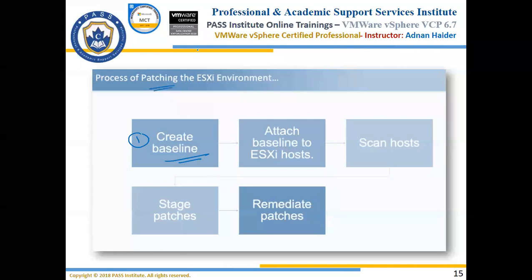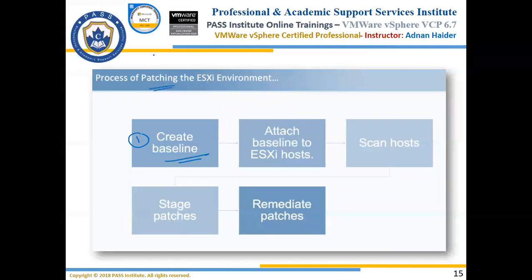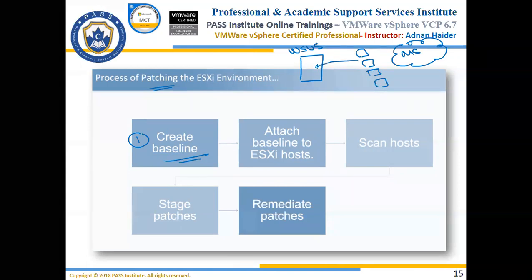What is the patching process? Before this, what was the patching process in WSUS? In WSUS, first of all, we create a WSUS server, and then we download all of the patches from Microsoft. Remember that it took hours and hours to download all the patches in WSUS. You connect to the Microsoft website, and all of the patches were downloaded on the WSUS server.